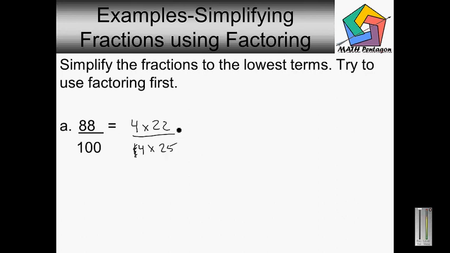So we've got to remember what we did in the last lesson. So, 4 goes into 4 1 time, and 4 goes into 4 1 time. So this side is reduced to 1 over 1. 22 over 25 cannot be reduced any more, so we've got to leave it like that. So now we just do 1 times 22 is 22, and 1 times 25 is 25. So our final answer to that would be 22 over 25.